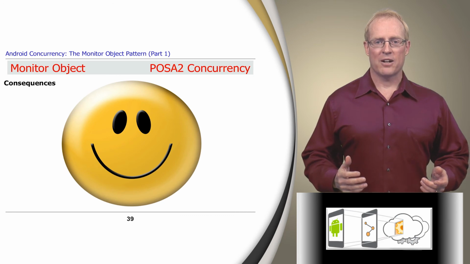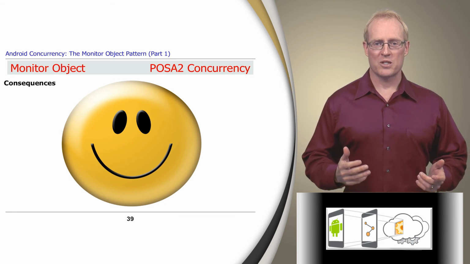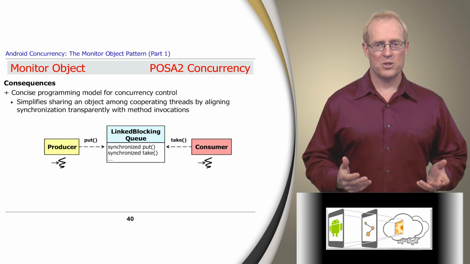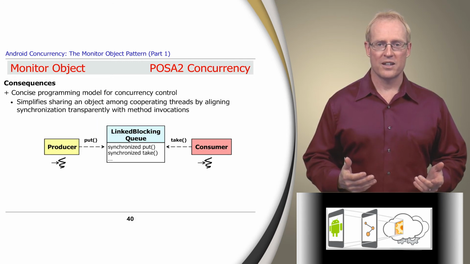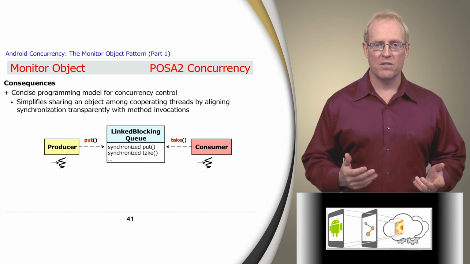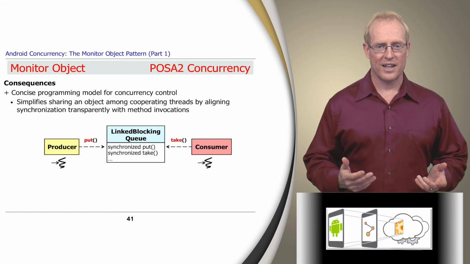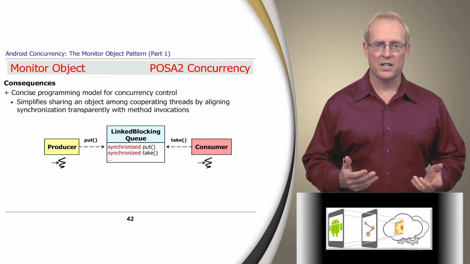The monitor object pattern provides two key benefits to developers of concurrent software. First, it presents a concise programming model for sharing an object among cooperating threads. For example, concurrent access to a LinkedBlockingQueue corresponds to conventional method invocations. Likewise, clients need not be concerned with explicit serialization mechanisms when invoking methods on a monitor object.